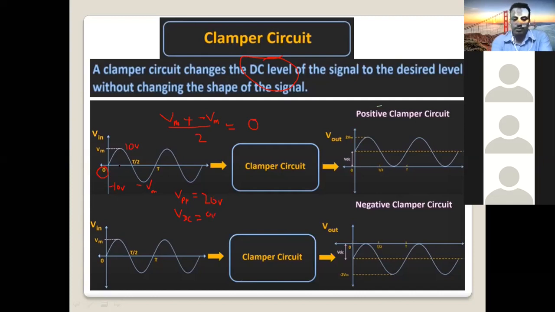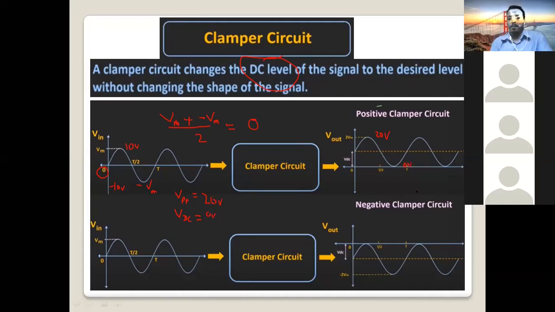Still on the input side, peak to peak is 20 volt. The DC value, the average, is 0, because 10 plus minus 10 divided by 2 will be 0 average. Now we apply the signal to a clamper circuit. The signal is shifted upward. Now the peak value in this case will be 20 volt. I will show you how it becomes 20 volt. And the minimum value now becomes 0 volt.